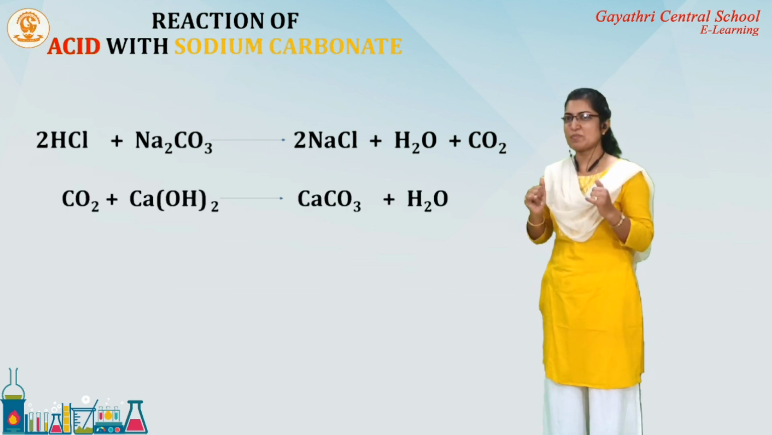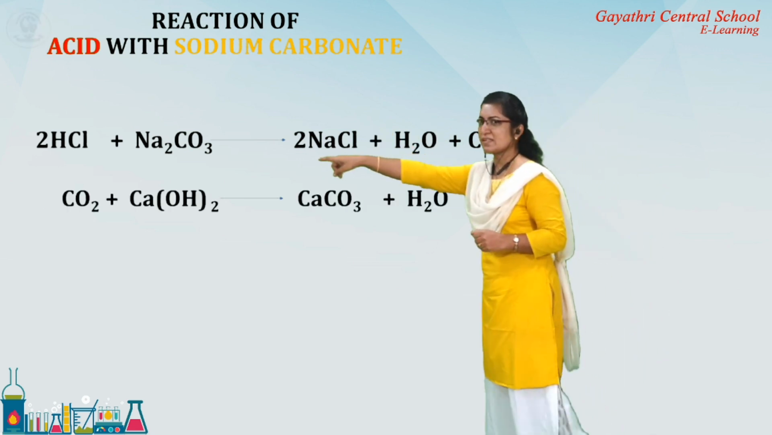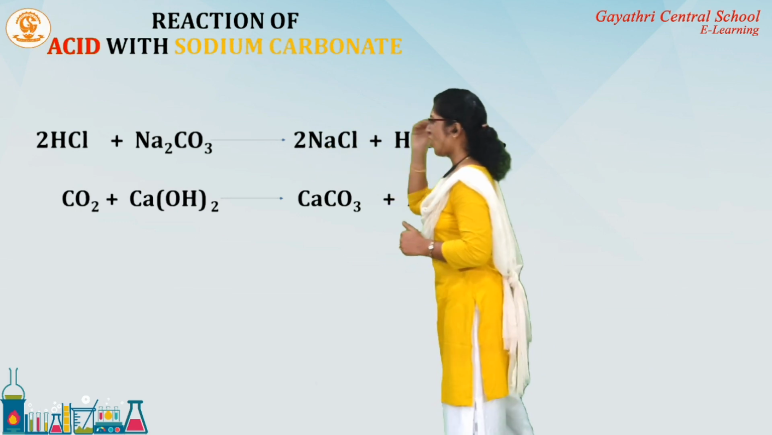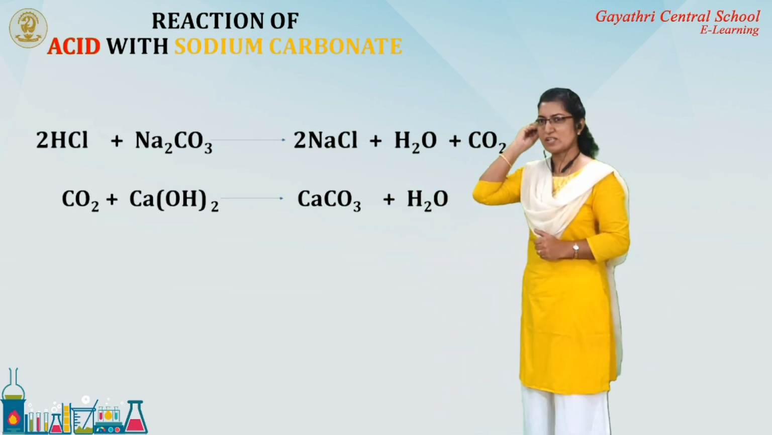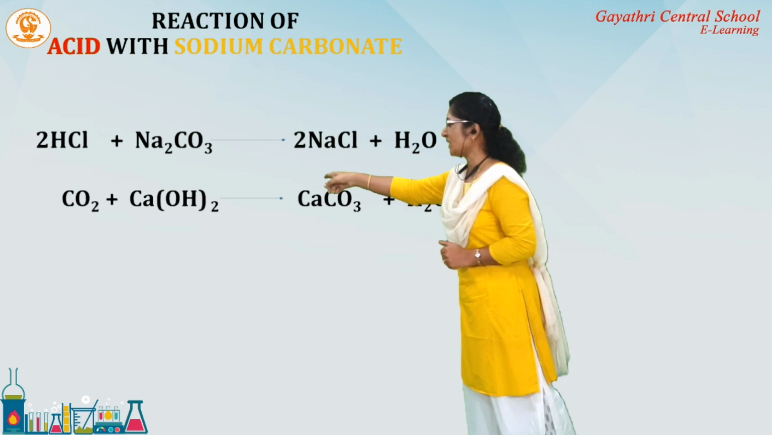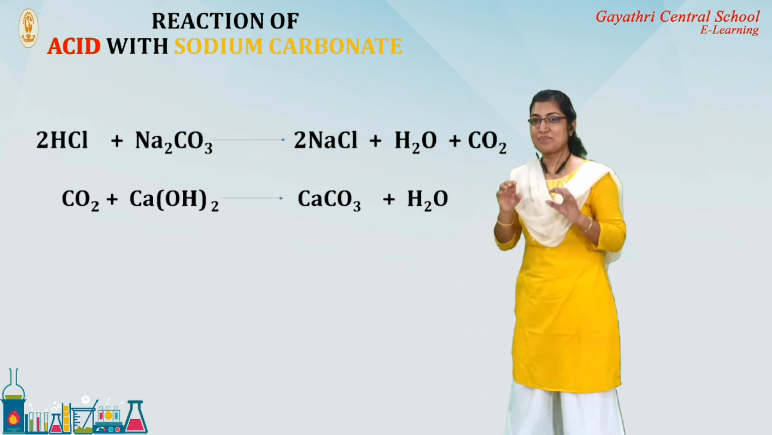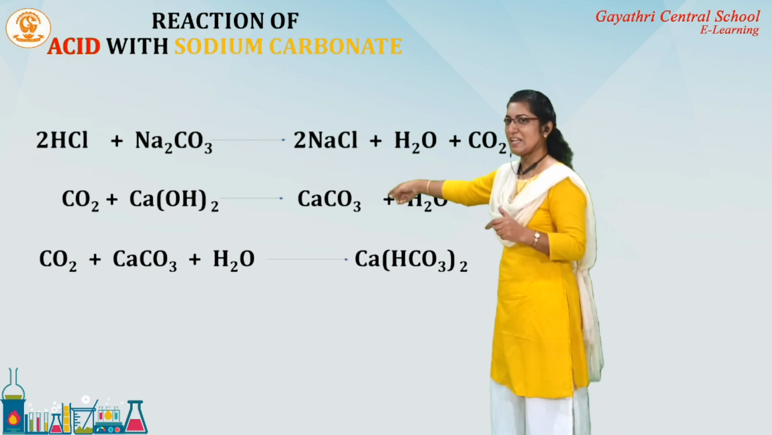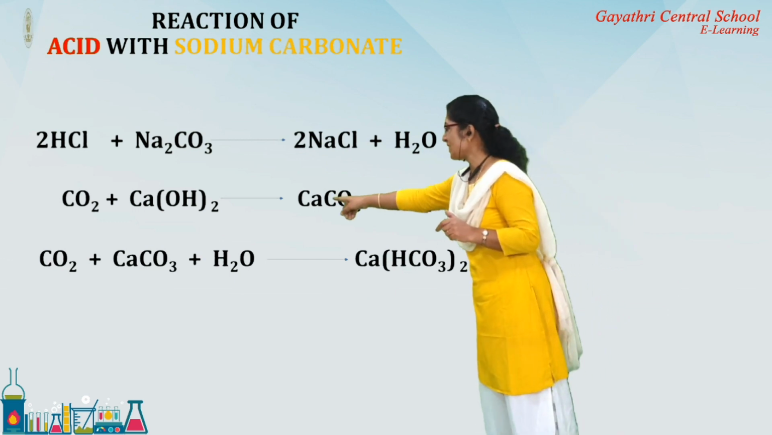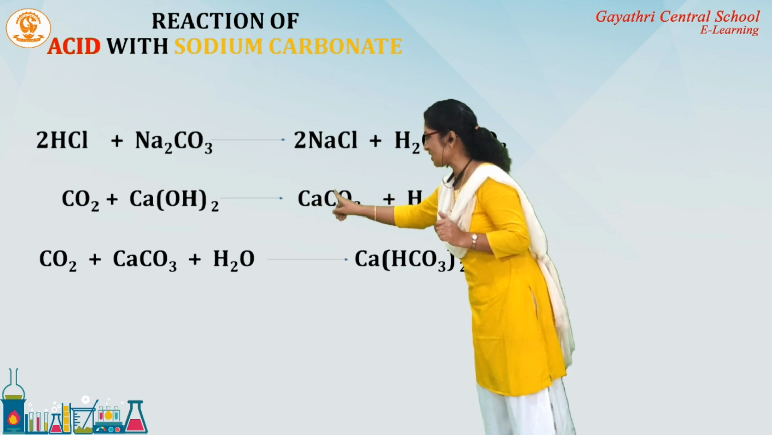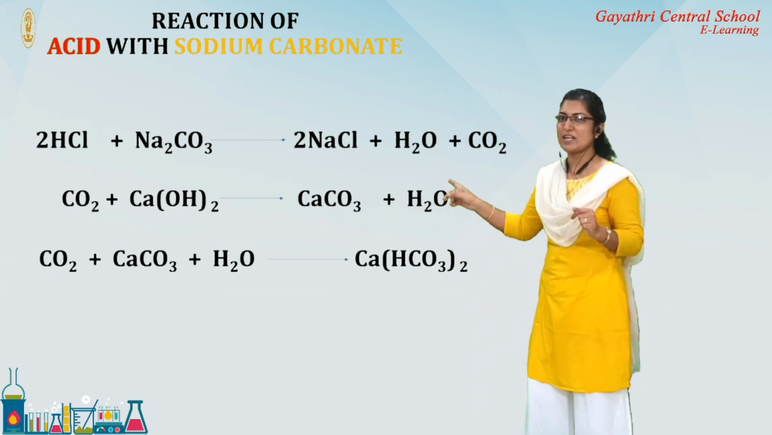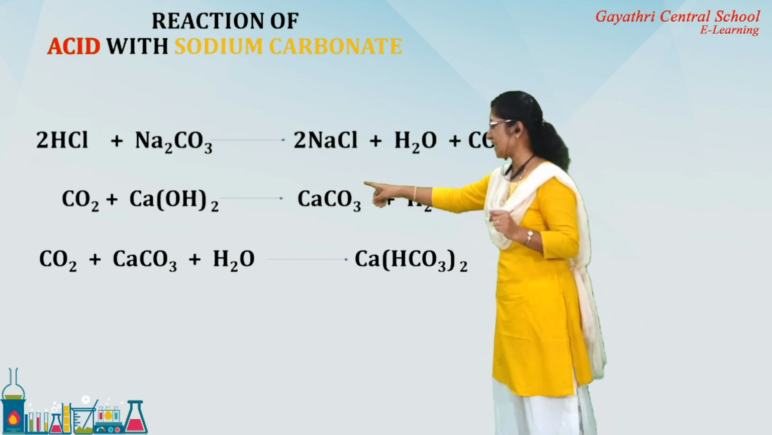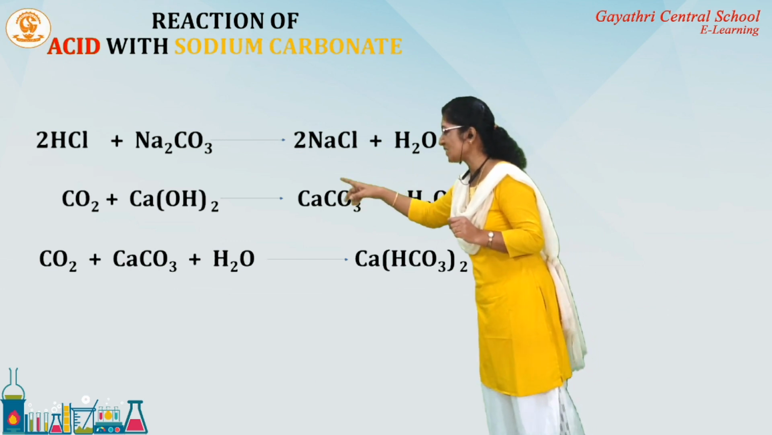How do you test for carbon dioxide? You have to pass the gas through lime water, calcium hydroxide. When you pass it through lime water, what will happen? It turns milky. Why does it turn milky? Due to the formation of calcium carbonate, which is an insoluble salt. Calcium carbonate is an insoluble salt, so it turns milky.